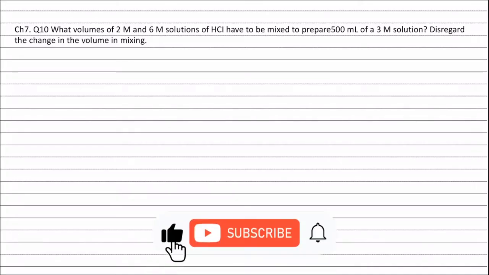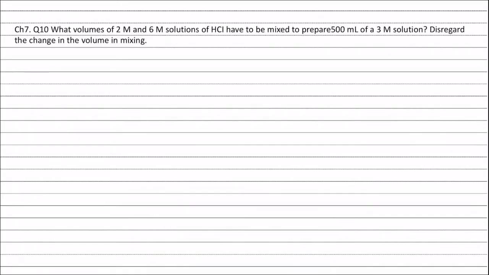Question 10. What volumes of 2M and 6M solutions of HCl have to be mixed to prepare 500 milliliter of a 3M solution? Disregard the change in the volume in mixing. The total volume of the final solution is 500 milliliters. Let the volume of the 2M solution be V milliliters. Therefore, volume of the 6M solution will be 500 minus V milliliters. The basicity of HCl is 1. Therefore, molarity will be equal to normality, or number of milliequivalents will be equal to number of millimoles.